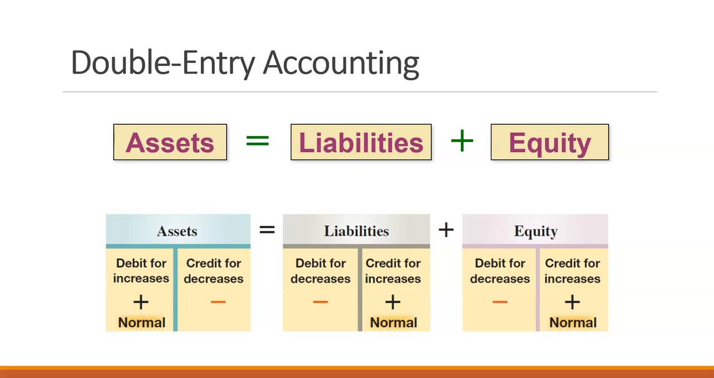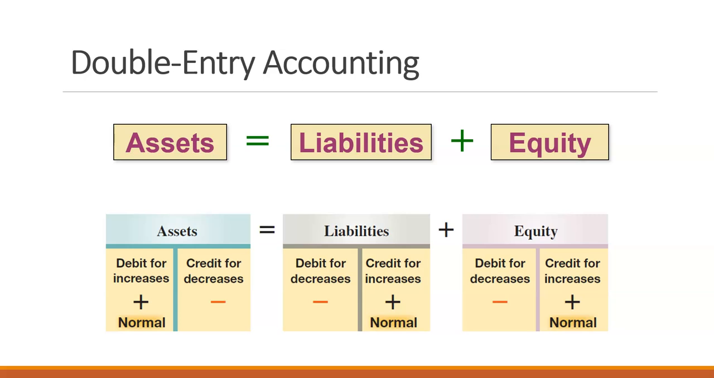With assets, we increase on the debit side. So an asset account has a normal debit balance. Means that if there's a positive amount in that account, it's on the debit side. When we take money out of an asset account, we credit that T account. The opposite is true for liabilities. On liabilities, we have a debit for decreases, but we credit the increases. So the normal balance in a liability account is the credit side.